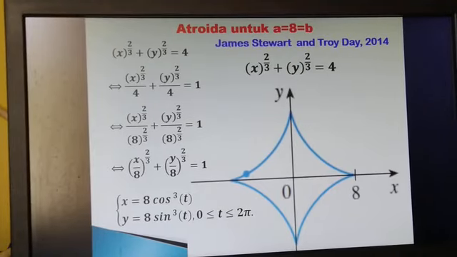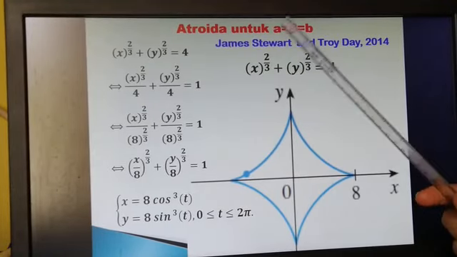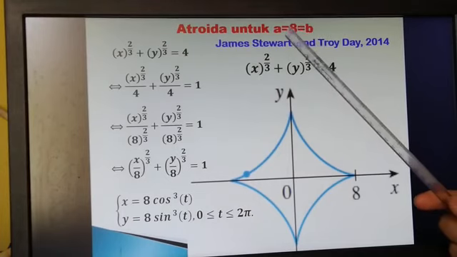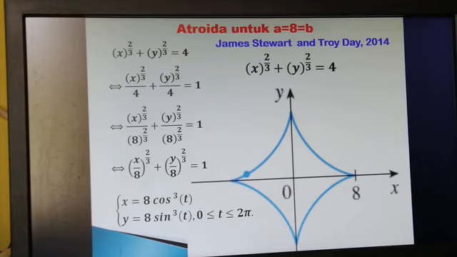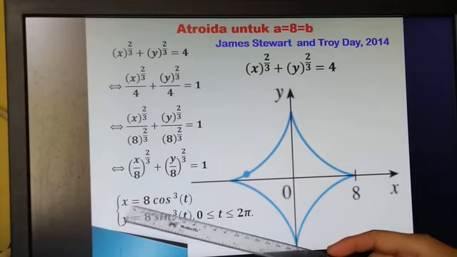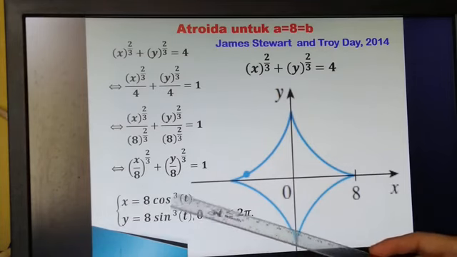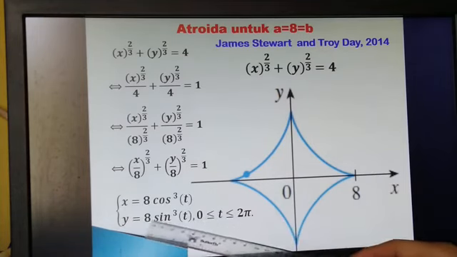Once again, if we take the asteroid, a very special one, where a is equal to 8 and b is also equal to 8, then the picture looks like this, and the equation of course is x = 8 cos^3 t, y = 8 sin^3 t.